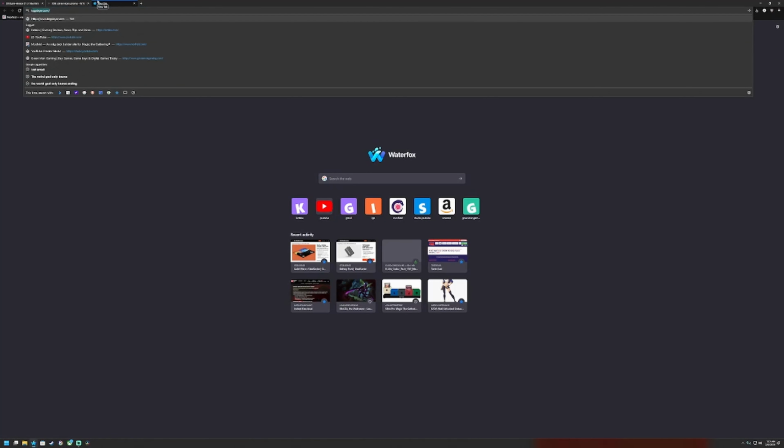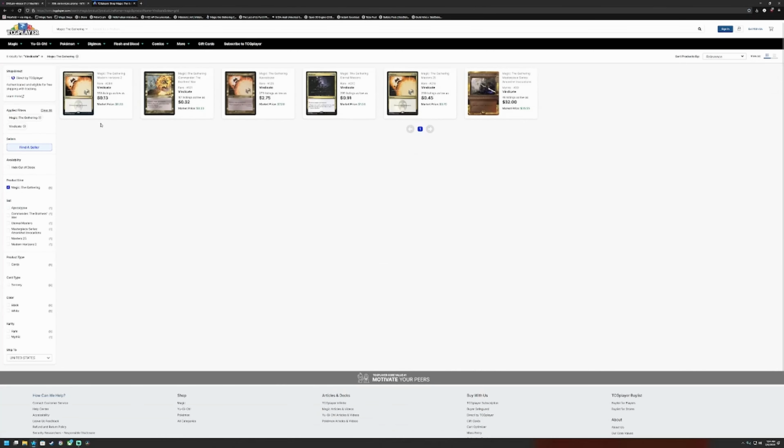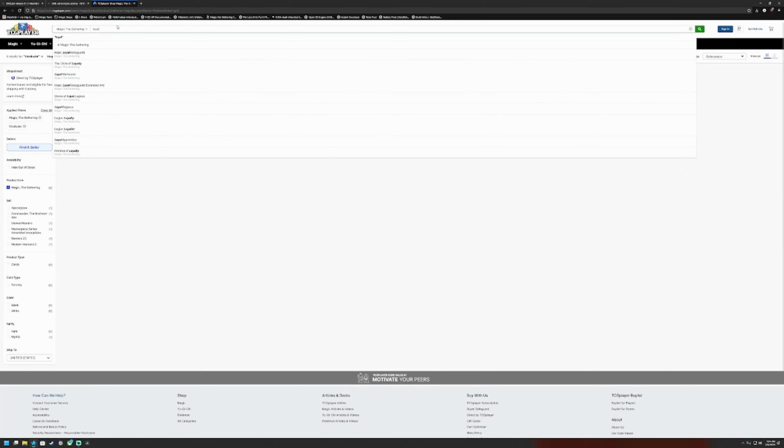Let's see. Oh, her art's kind of cool. All right. So, like, Vindicate goes for like a couple of cents. So, even though they only produced one, this guy right here is $30. So maybe, you know, I'm looking at like a $30 card, hopefully. Kind of like the Loyal Retainers.